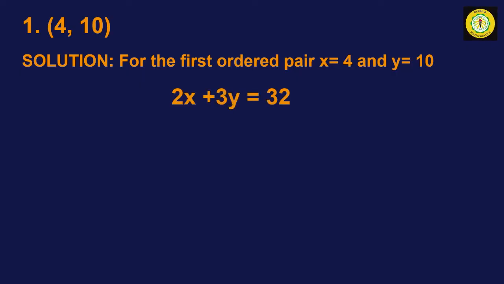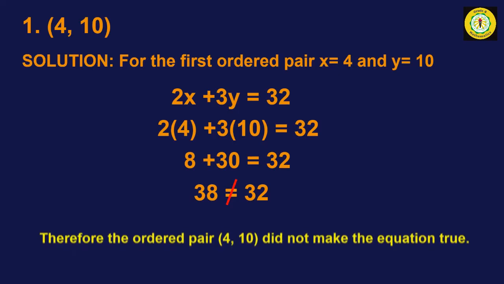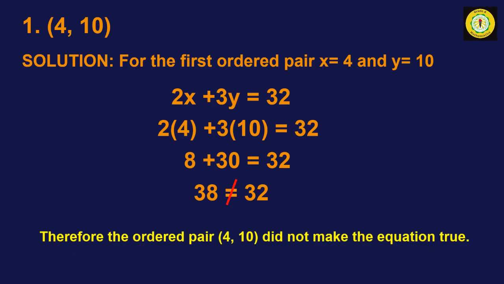2x plus 3y equals 32. Substitute the value of x and y, so it will become 2 times 4 plus 3 times 10 equals 32. So it will become 8 plus 30 equals 32. 8 plus 30 is equal to 38. And 38 equals 32? No, 38 is not equal to 32. Therefore, the ordered pair 4 and 10 did not make the equation true.